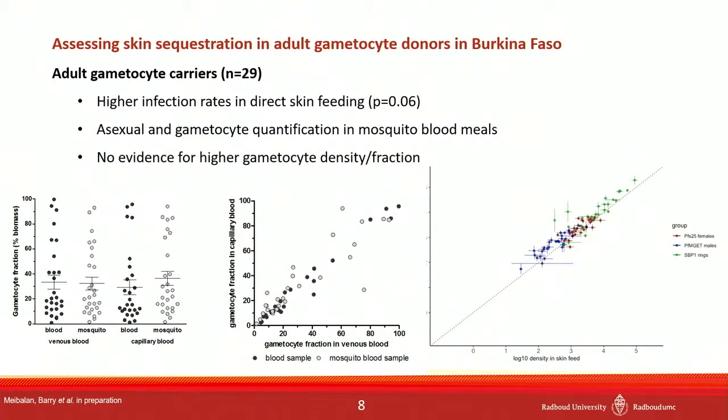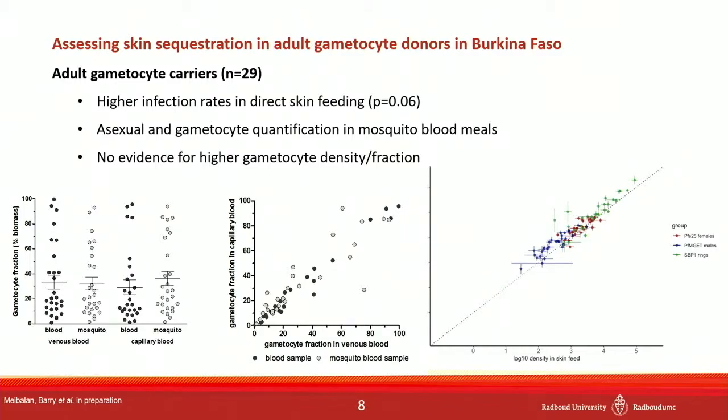So you can also look at gametocyte fraction, and here you see in the first black cloud of dots on the left is venous blood, and then gray next to it is mosquitoes that fed on venous blood, and then the same for capillary blood. And again, the fraction is the same, and if you plot the fraction in paired experiments, you see a very strong association. So I think this is an indication that in this population, it's a small population, there doesn't seem to be huge sequestration. There actually doesn't seem to be any sequestration in the skin.